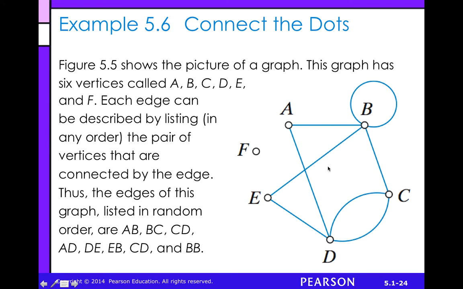So here's an example. This is a graph. It has 6 vertices, 6 dots. You can call them A, B, C, D, E, and F. You can always give them names if you want. Each edge can be described by listing the pair of vertices that are connected by the edge. So in this case, there's an edge between A and B, and so you can write it like this, AB. There's an edge from B to itself, so you can call that BB. There's an edge from D to C, etc. There are multiple ones from D to C.